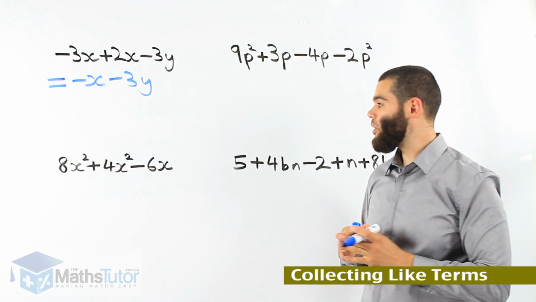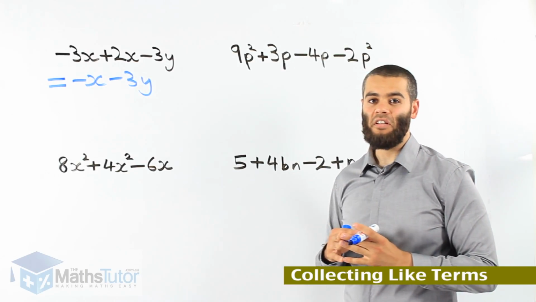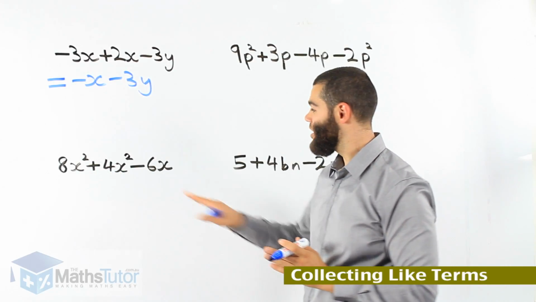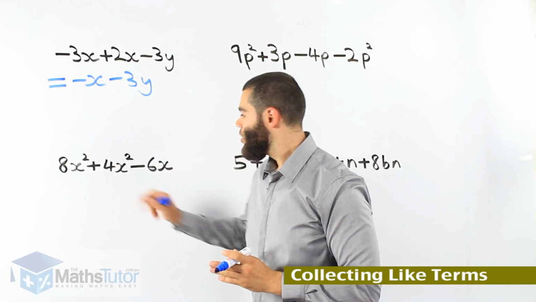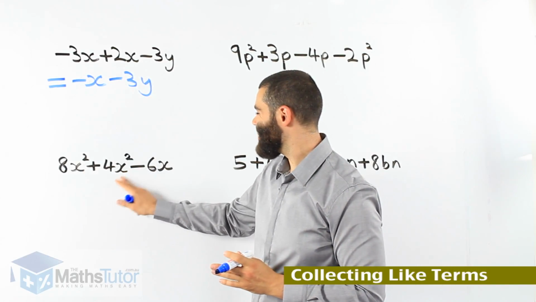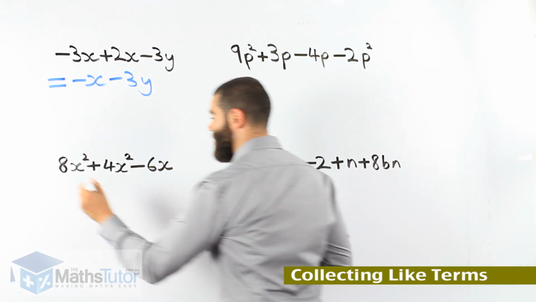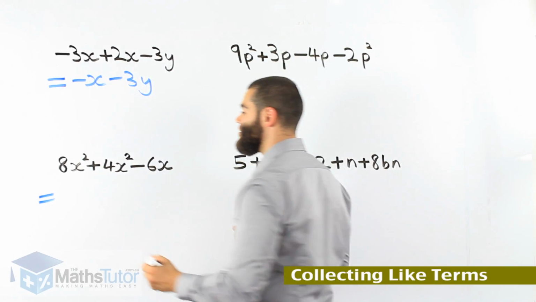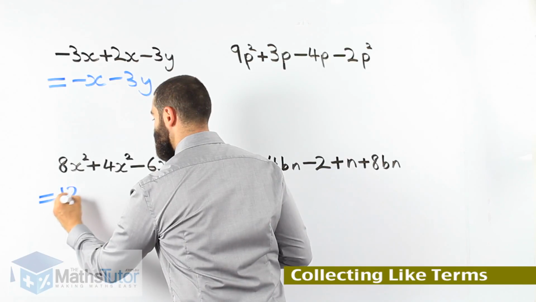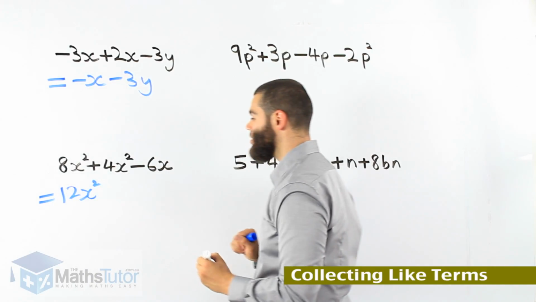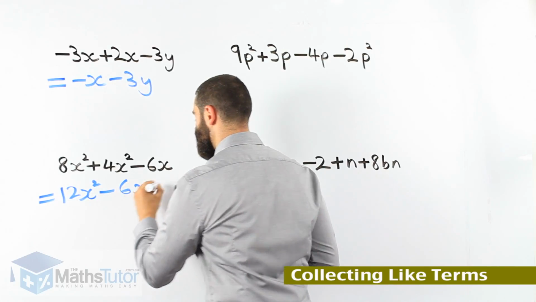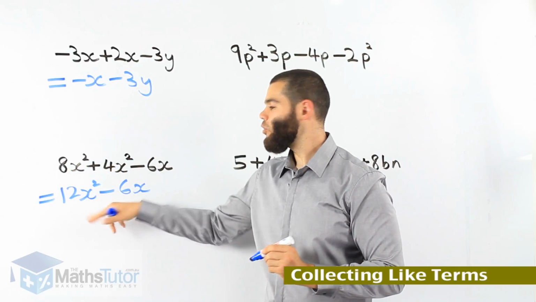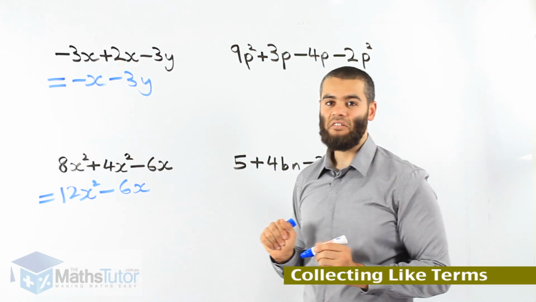Here we have 8x squared plus 4x squared minus 6x. Again, we need to identify the like terms. X squared and x squared are like terms. X is not a like term for those two here, because that's an x squared, this is an x. Let's do it. 8x squared plus 4x squared, well 8 plus 4 is 12, x squared minus the 6x. This is not a like term to these ones, so 8 plus 4 is 12, 12x squared minus 6x.